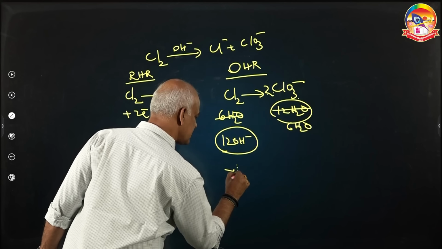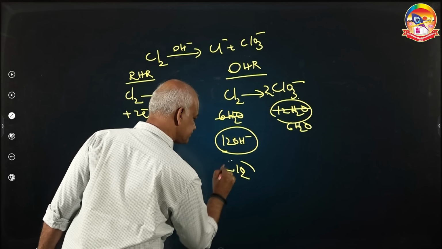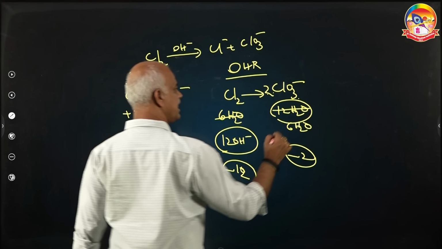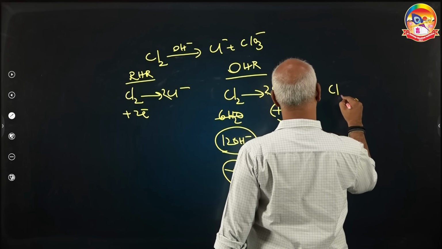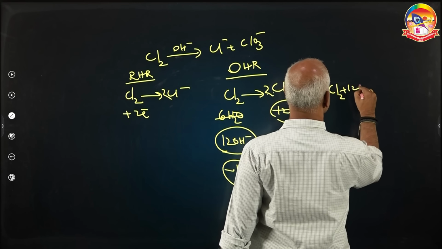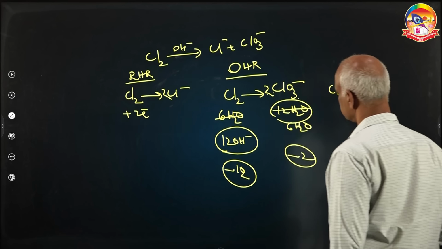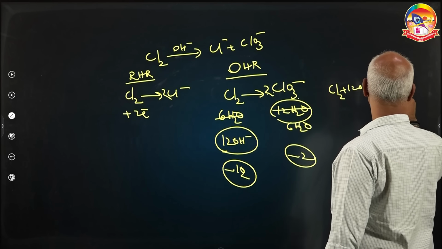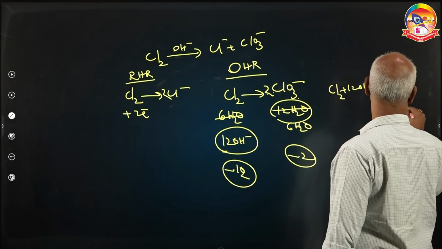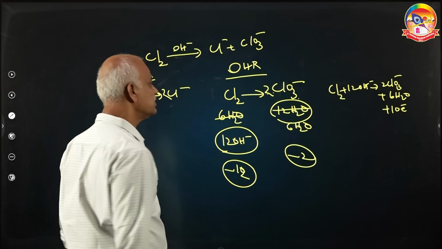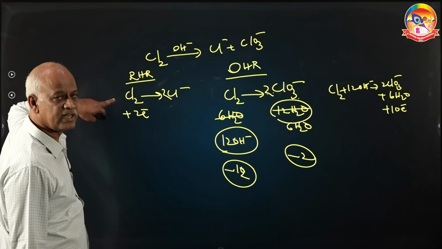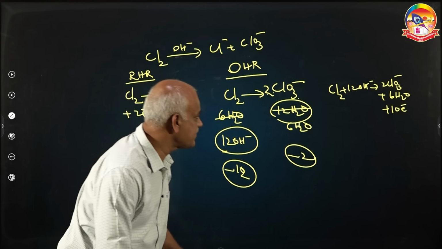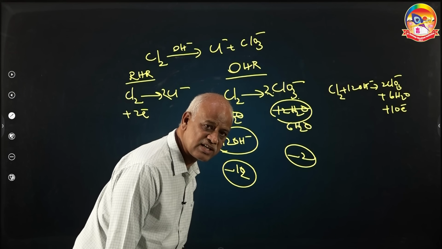Total number of charges here, 12. Total number of charges here, -2. Difference is 10. So I am going to write Cl2 plus 12 OH minus gives 2ClO3 minus plus 6H2O plus 10 electrons. If anybody is asking you what is the N factor of chlorine acting as an oxidizing agent, say 2. What is the N factor of chlorine acting as a reducing agent? Say 10.